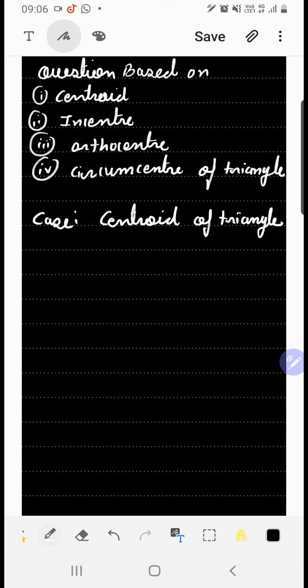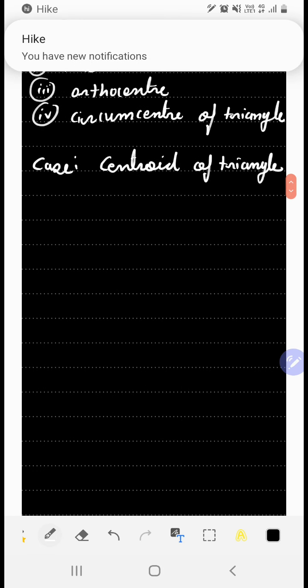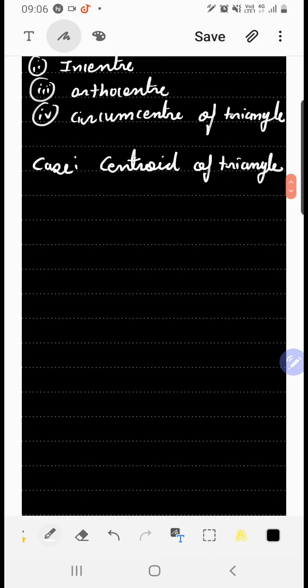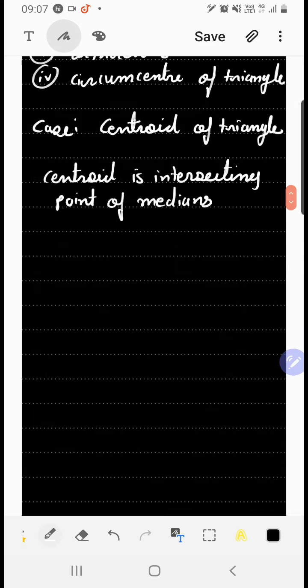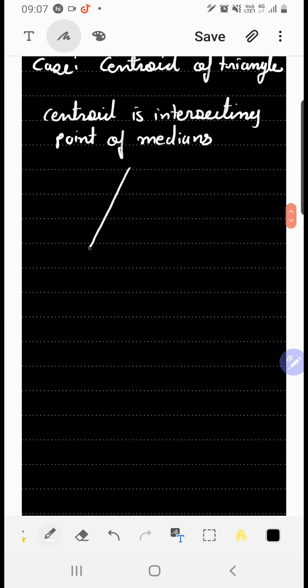Now when we talk of the centroid of a triangle, what does it mean? The centroid is the intersecting point of the medians. Diagrammatically, the medians are the segments drawn from a vertex which divide the opposite side into two equal parts.